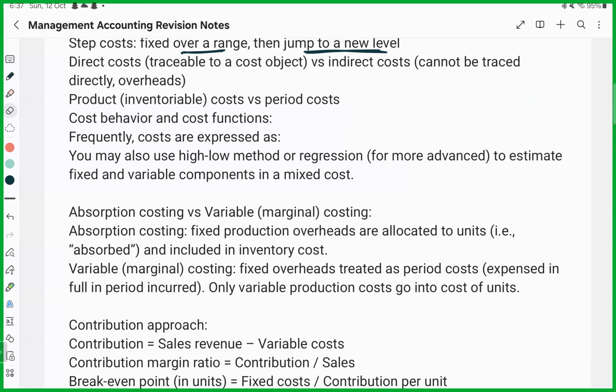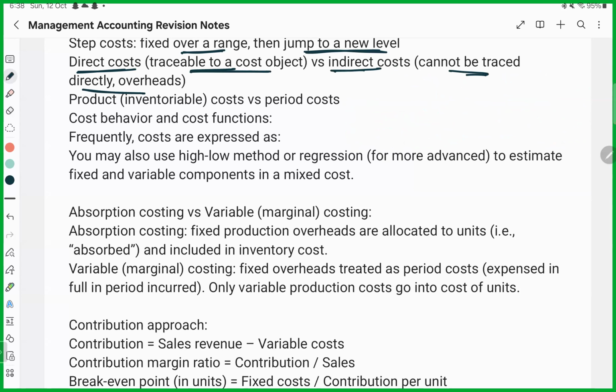So step cost is nothing but a cost which is fixed over a range, and then if we start jumping to a new level, we keep on getting a new cost involved for that. Now then comes a new costing, that is direct cost, which is traceable to a cost object, versus indirect cost, which cannot be traced directly.